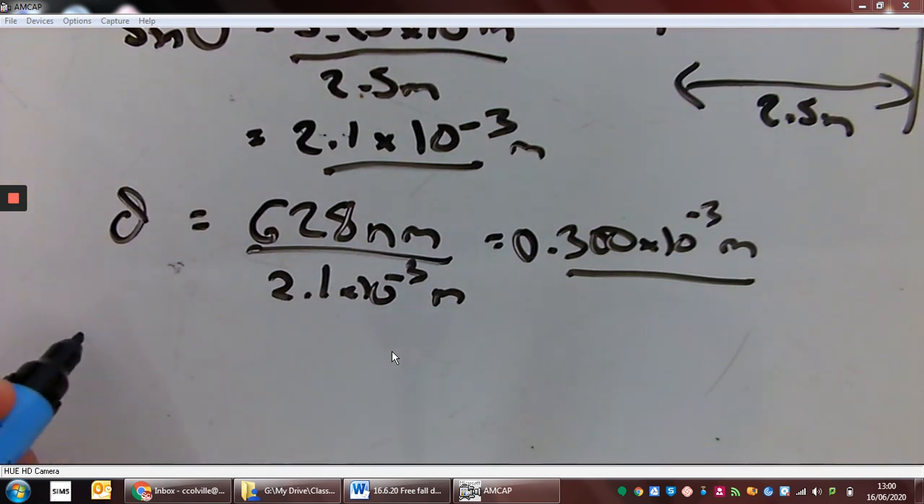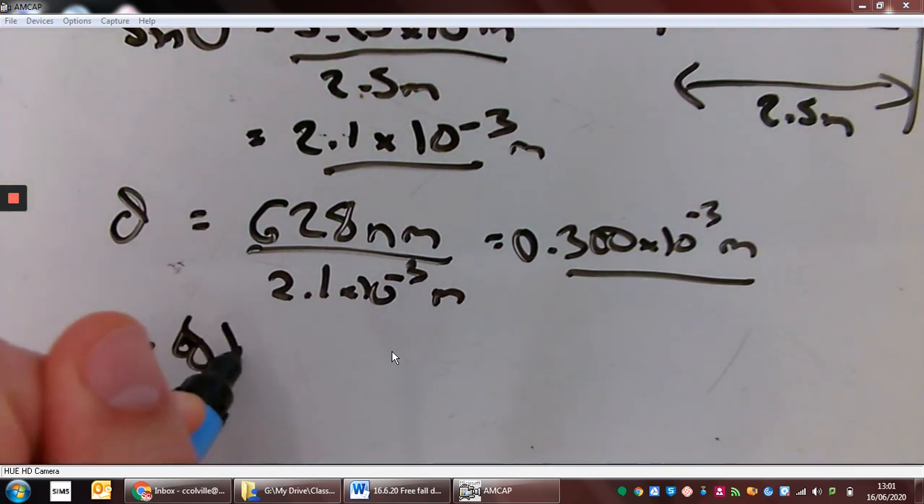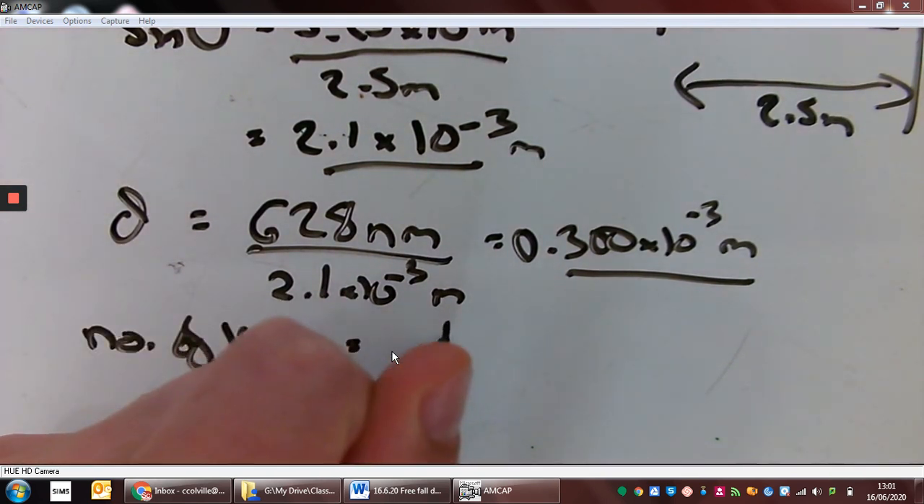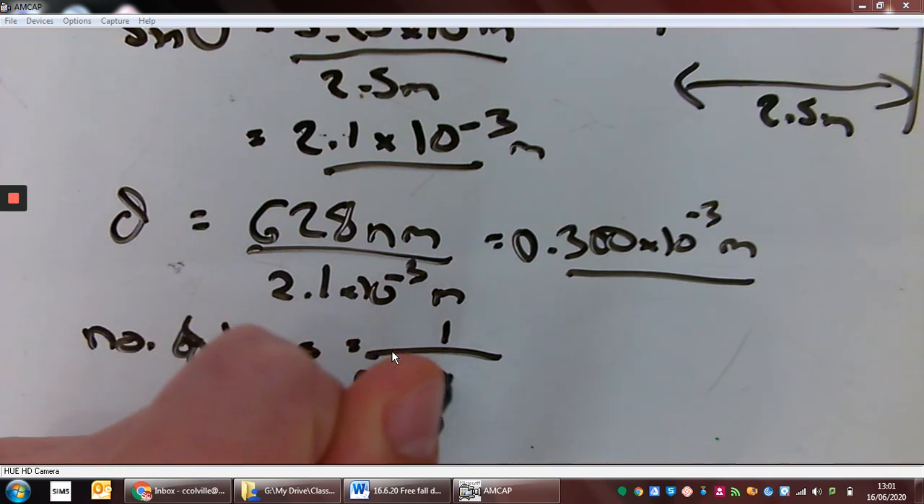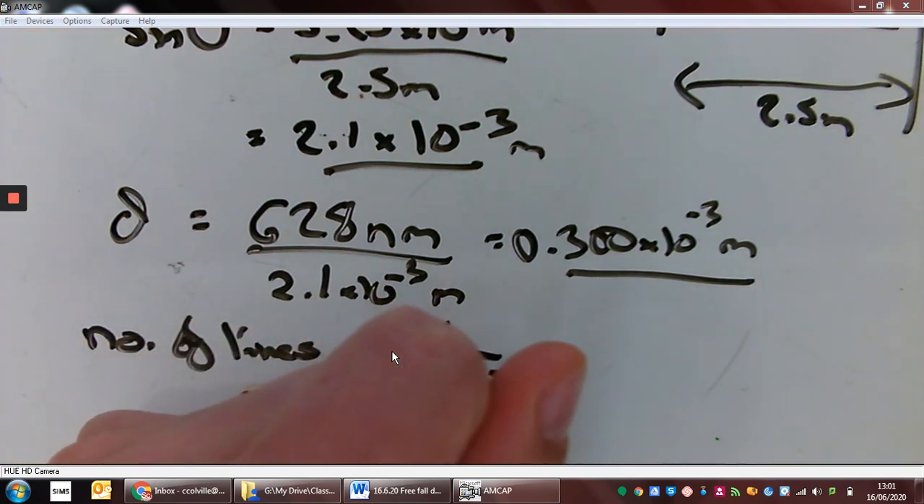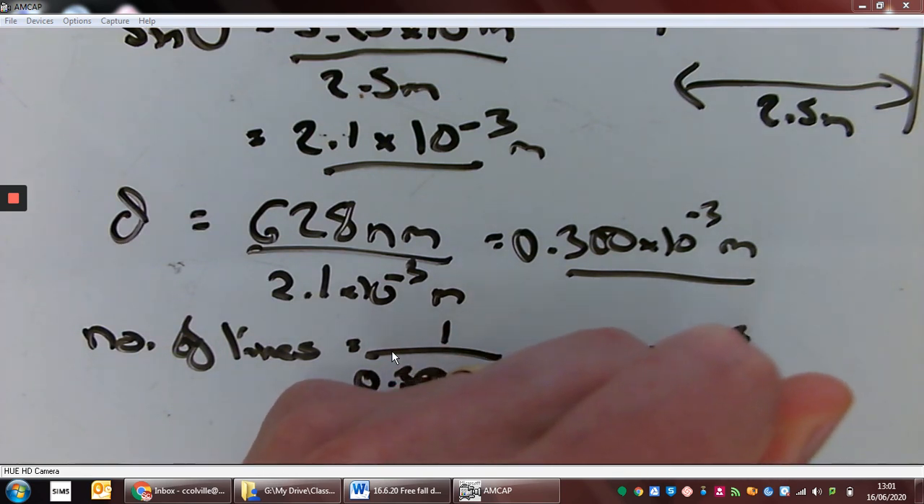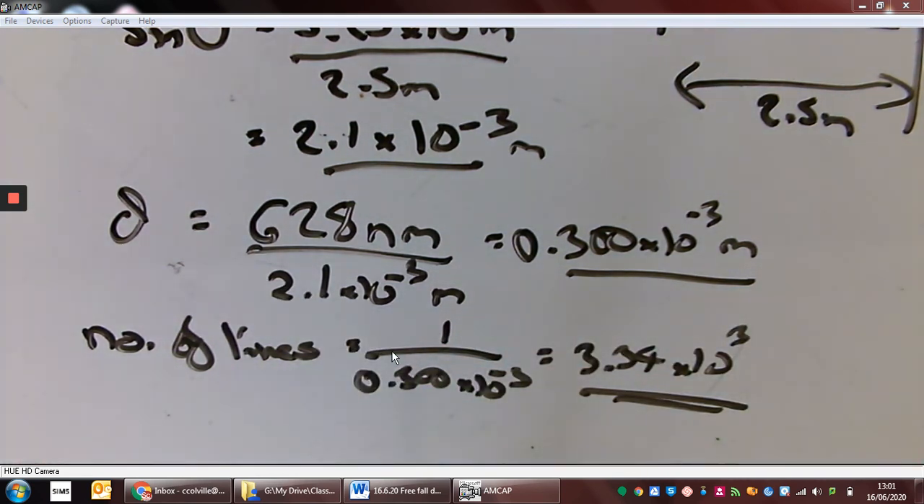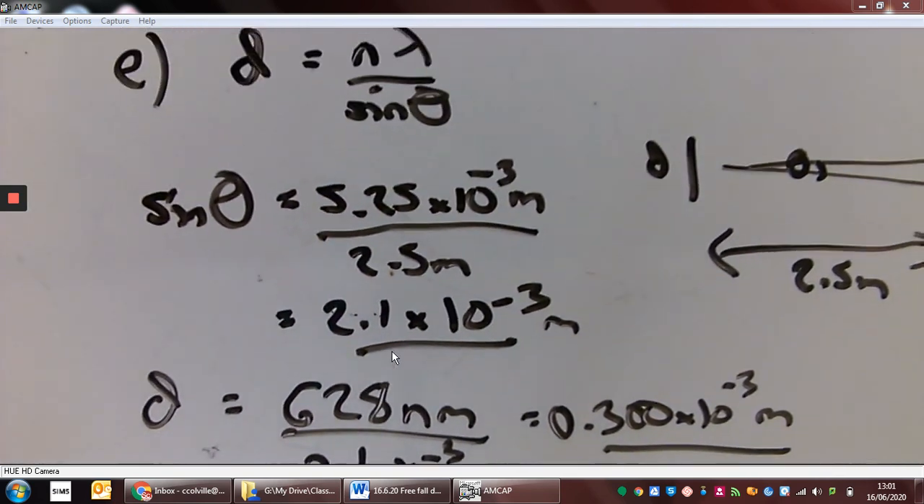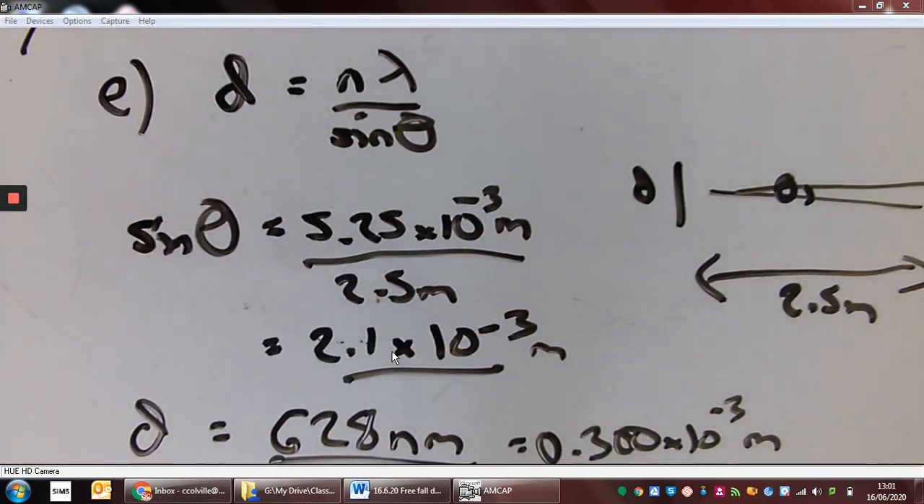So if we want to work out the number of lines, it's always just 1 over this number. So 3.34 times 10 to the 3 lines per meter. All this is, I think, for most of you, was just deciding which number we were going to use where, and starting off with our equation, n lambda equals d sine theta, and all rearranged. We can then start going, what do I know, what don't I know, and how do I work out the rest? Okay, well done.